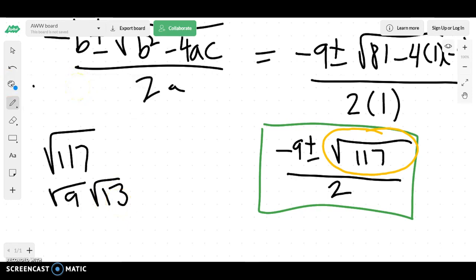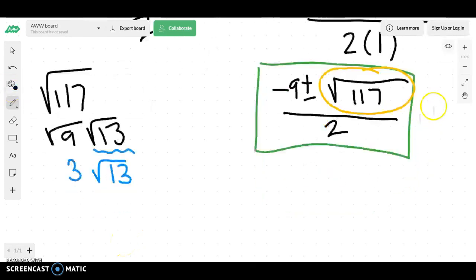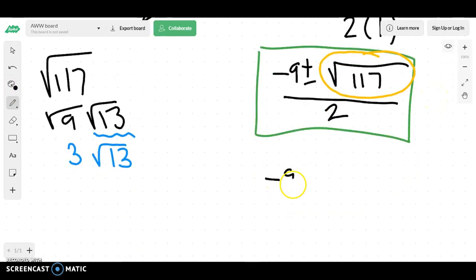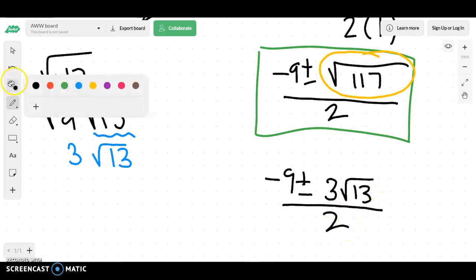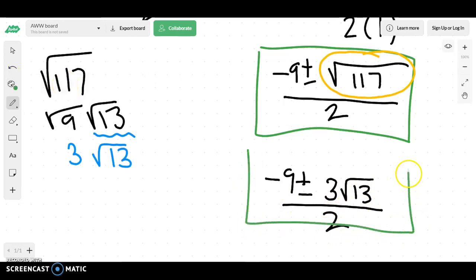I know what the square root of 9 is. It's 3. But I have no clue what the square root of 13 is. So we're going to leave that as radical 13. And so for our answer, we write negative 9 plus or minus 3 radical 13 all over 2. And again, this would be my final answer.